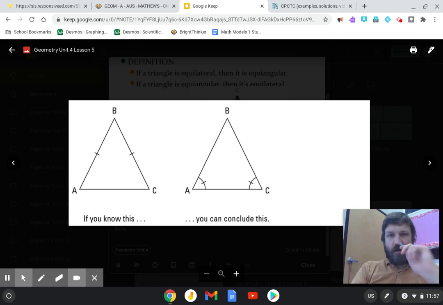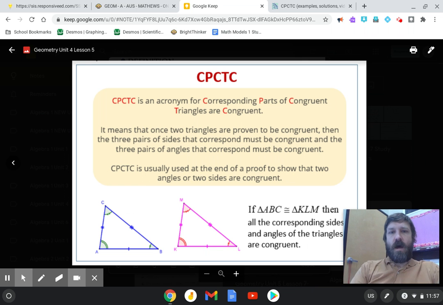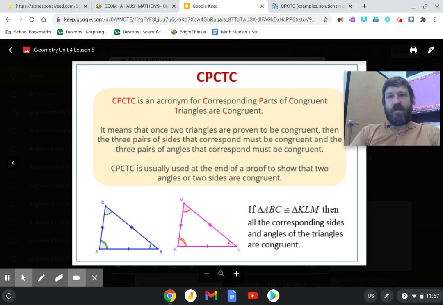So we'll start right here. Oh, actually, we will start here. The first theorem that they discuss is the CPCTC, and that stands for corresponding parts of congruent triangles are congruent, and actually is a great description of what it tells us.